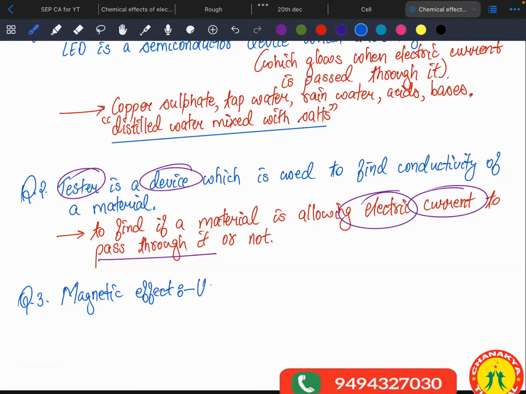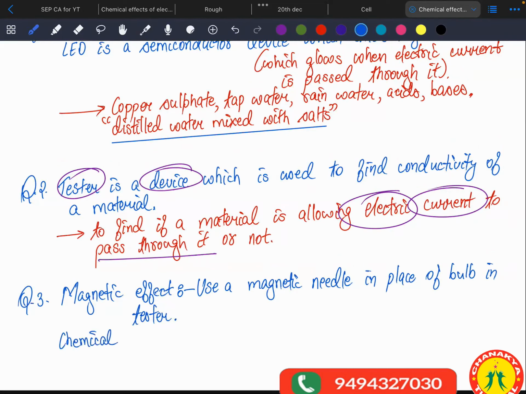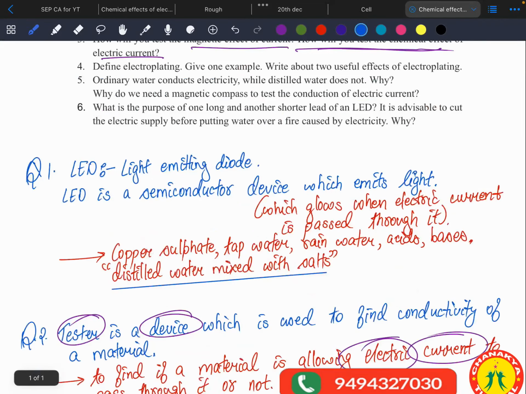Okay, and let me write for the magnetic effect. You use a magnetic needle sample tester. Okay, else you write in your own language. Then the chemical effect, it is asking how you will test the chemical effect of current.